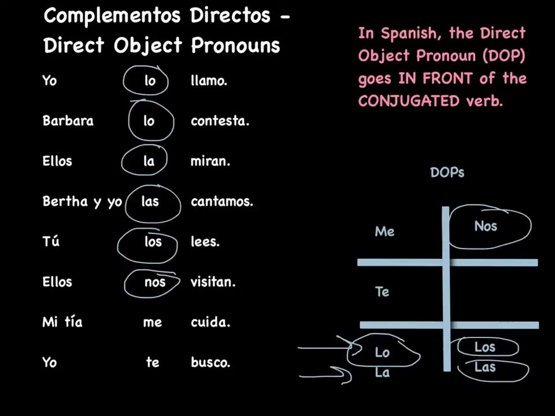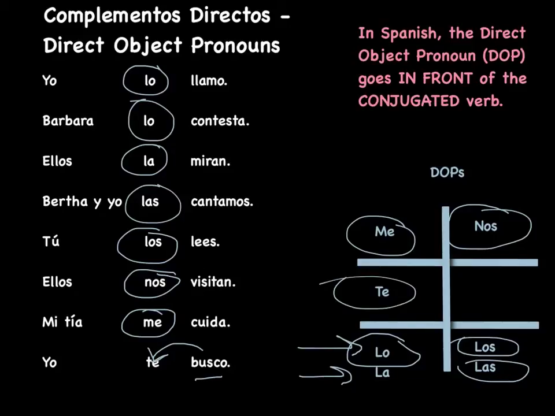Let's add a couple more examples here just to show you how this works in Spanish. My aunt takes care of me. Mi tía me cuida. I'm receiving the action of being taken care of. And since it's me, we're going to use the me. Yo te busco. I look for you. You are receiving the action of looking. And since it's you, we're going to use te.